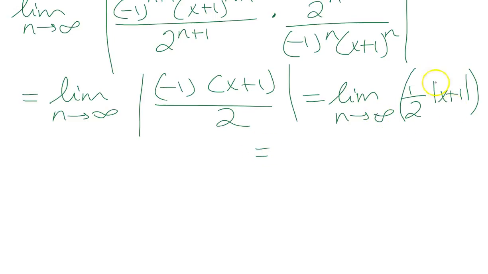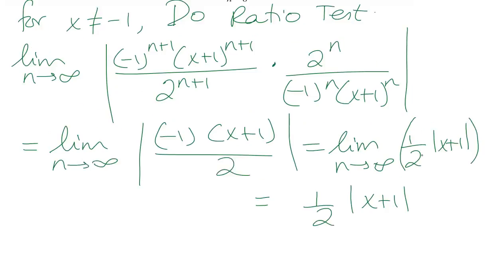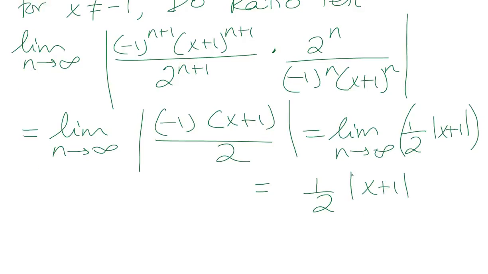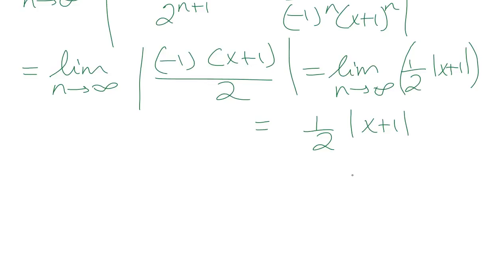Have a look at this, guys. 1/2 times absolute value of x plus 1 does not have any n. So the limit as n goes to infinity is going to be 1/2 times the absolute value of x plus 1. So guys, what we have here is that the limit of the ratio by the ratio test is 1/2 times absolute value of x plus 1.